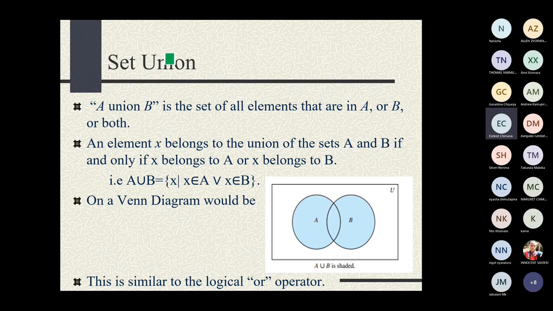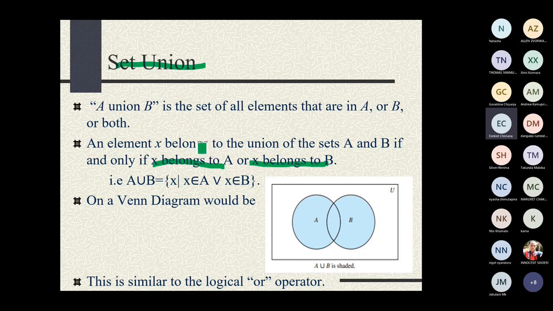So you've got what we call set union as a set operation. If we say A union B, it is the set of all elements that are in A or B or both. That's the union. I'm just considering all the elements which are in A and which are in B. So an element X belongs to the union of the sets A and B if and only if X belongs to A or X belongs to B.